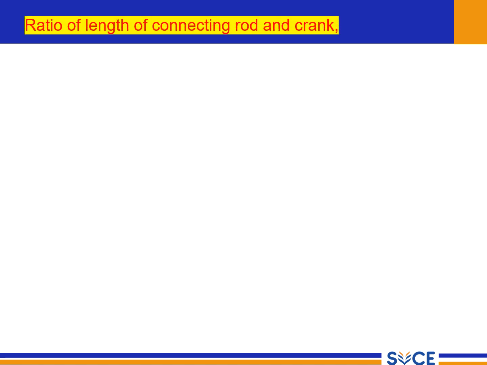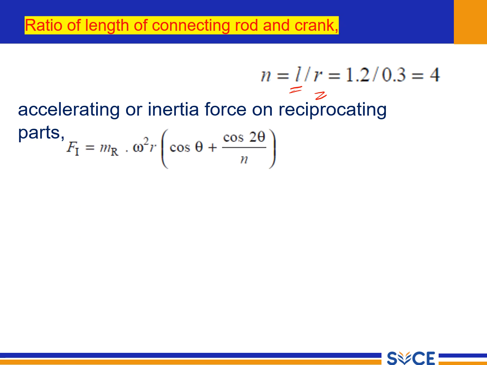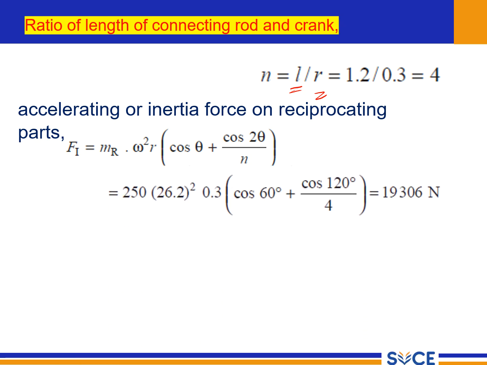In order to calculate the inertia force, we need n, which is the length of the connecting rod divided by the crank radius. So 1.2 divided by 0.3 comes to 4. The formula is mass of the reciprocating parts into omega square r, into cos theta plus cos 2 theta by n. Substituting the given data, mass, omega and theta, we get the inertia force as 19 kilonewton.